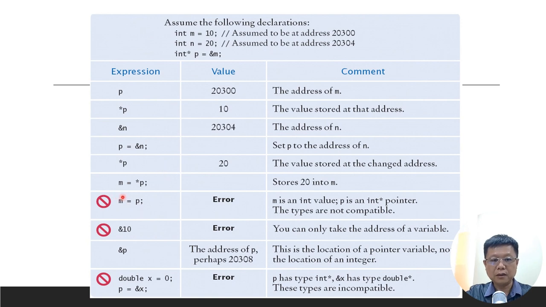Okay, next is we assigned pointer value to the m. So with this expression, the new pointer value is 20. You assign it to the m variable, so the m variable will become 20.